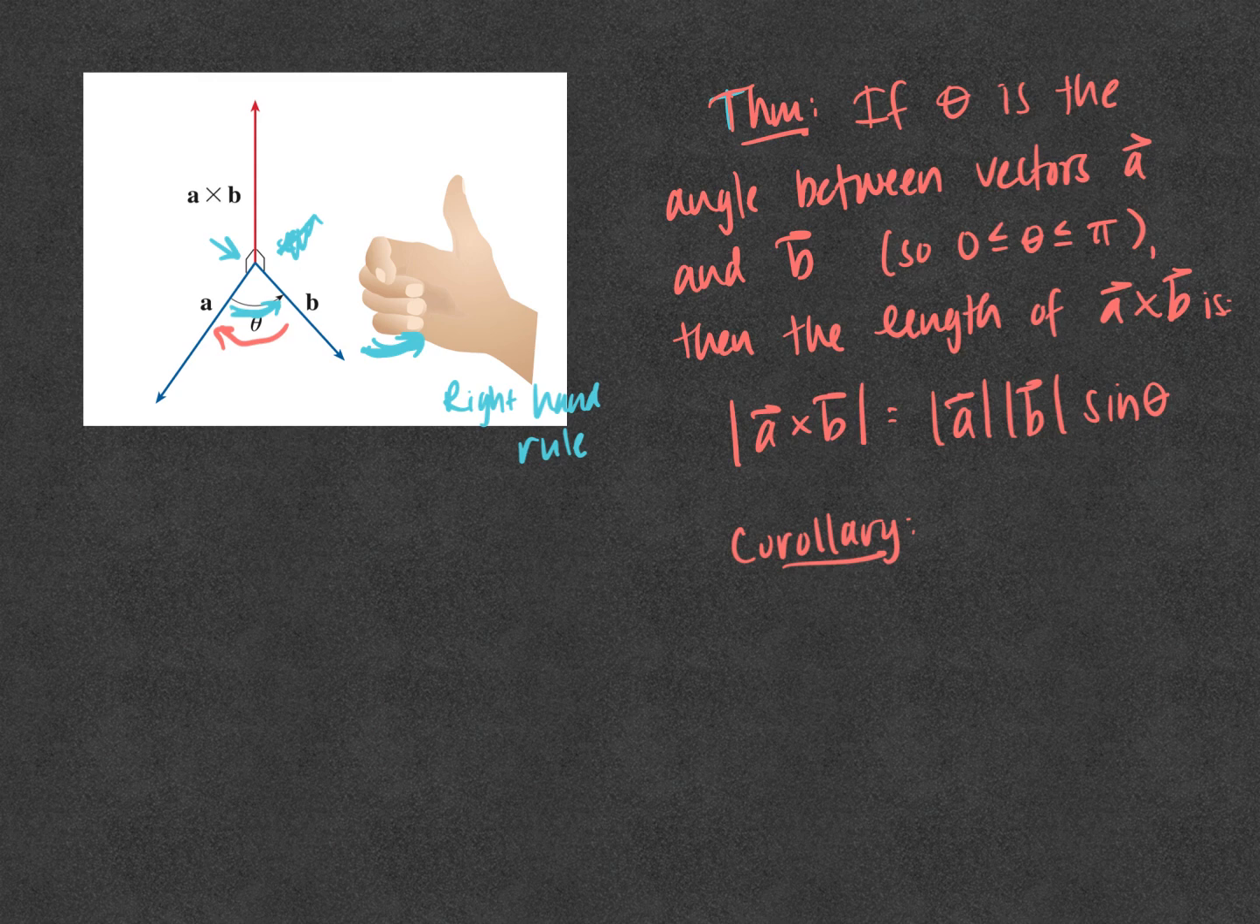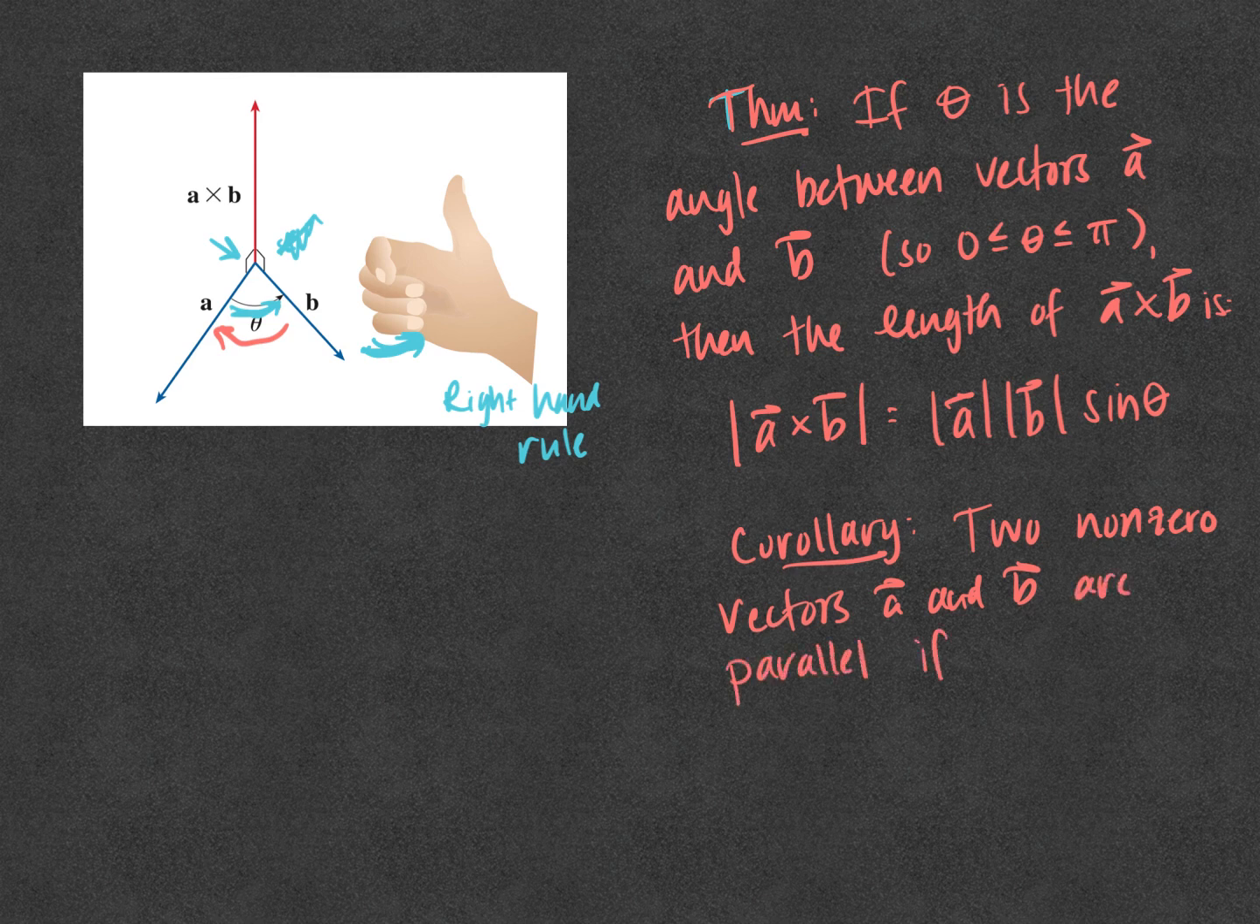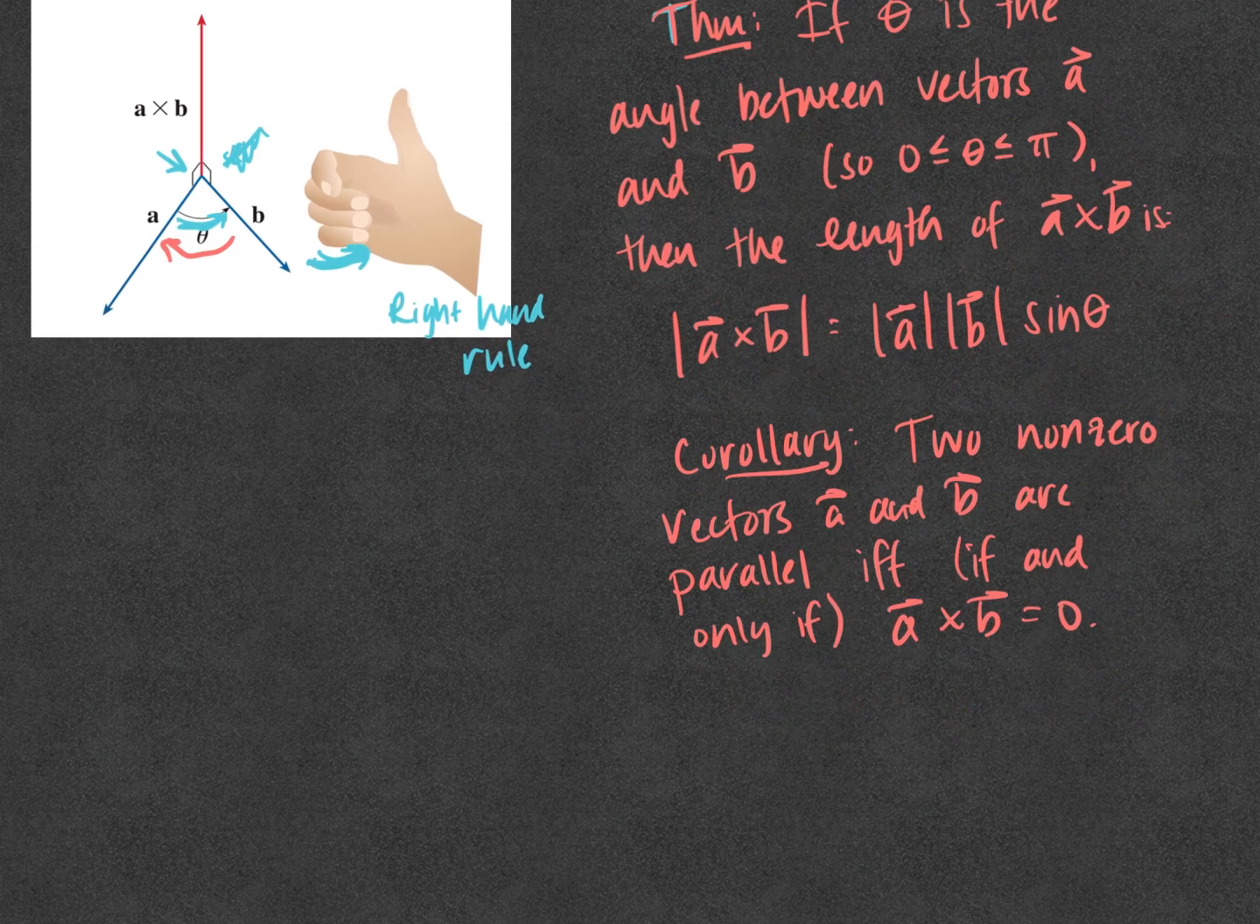So we're going to say two non-zero vectors, A and B. They have to be non-zero for this to work. Two non-zero vectors, A and B, are parallel if and only if, oh, see, we like this if and only if, IFF. It's time to learn to write that. If and only if. We talked about that biconditional statement before, but if and only if A cross B equals 0.